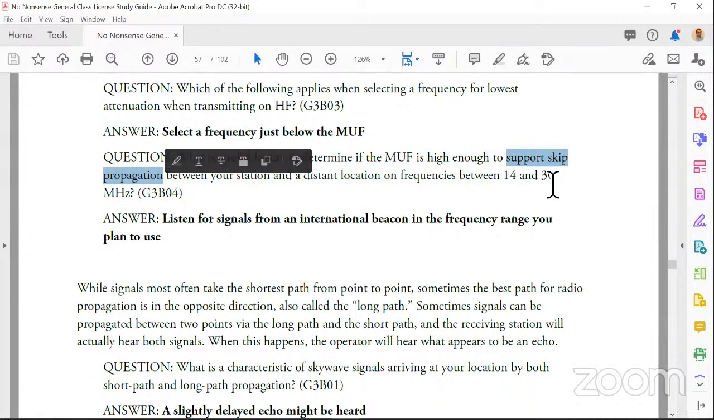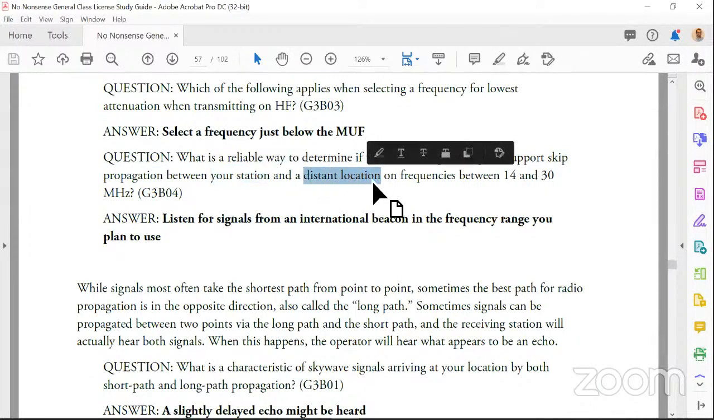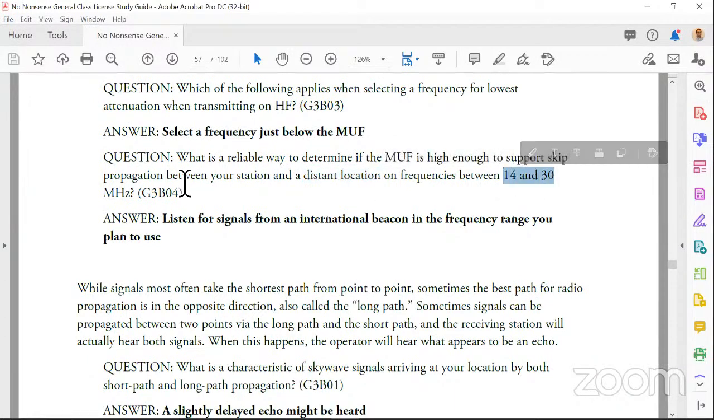What is skip propagation? Well, that is hams using the sky wave. We are bouncing our signal off of the ionosphere to get to another part of the Earth. That is skip propagation. The signal is literally hopping and skipping. It's going up into the sky in the ionosphere, and it's going at a distance. So that's the skip. Between your station, so that's you as an amateur radio operator, and the other amateur radio operator at some distant location. But they're asking us about frequencies between 14 and 30 megahertz.